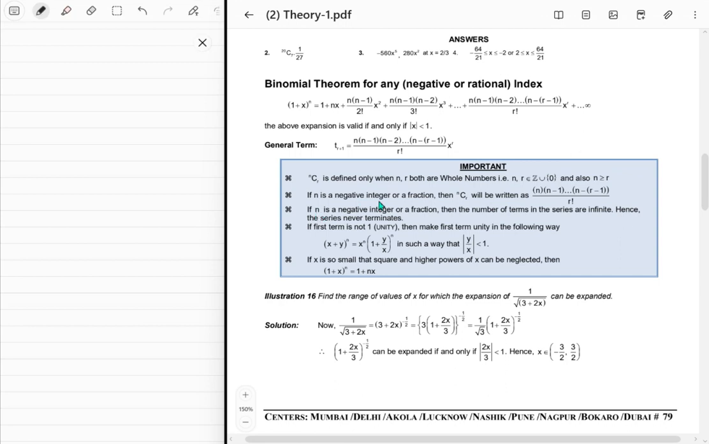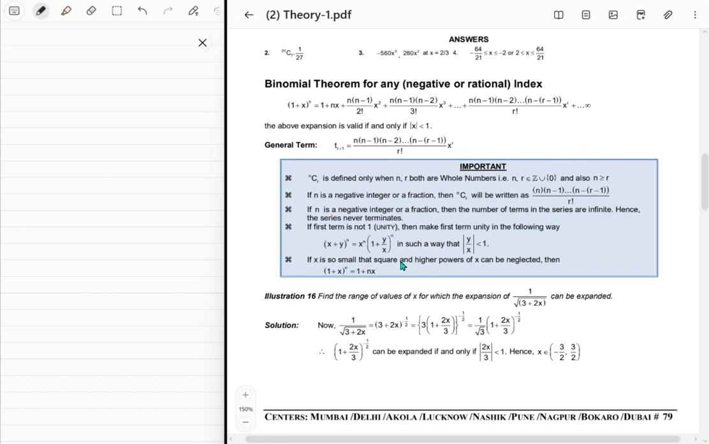If n is a negative integer or fraction, then the number of terms of the series is infinite. Hence the series never terminates. Of course, like an infinite series, I got it. If the first term is not 1, then make the first term unity the following way. Yeah, I mean, that's actually not always needed. Okay, you can do it. Of course, you can. But fine, it's okay. No problem. I will do that.